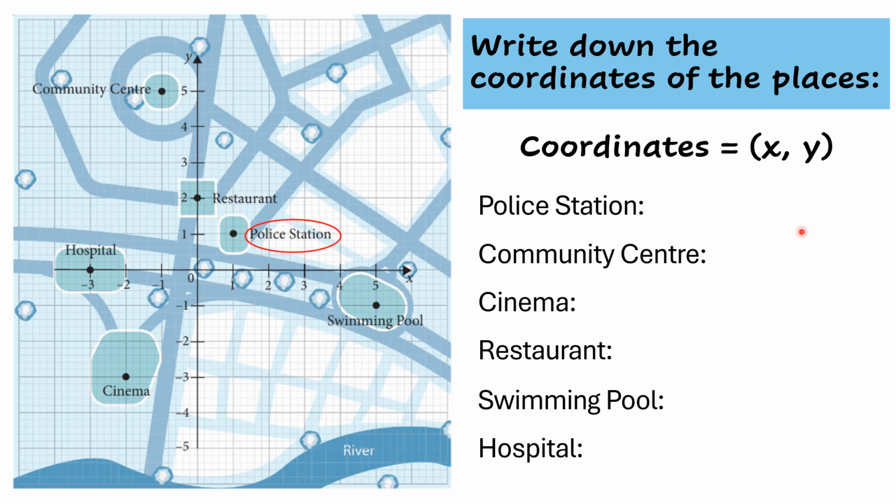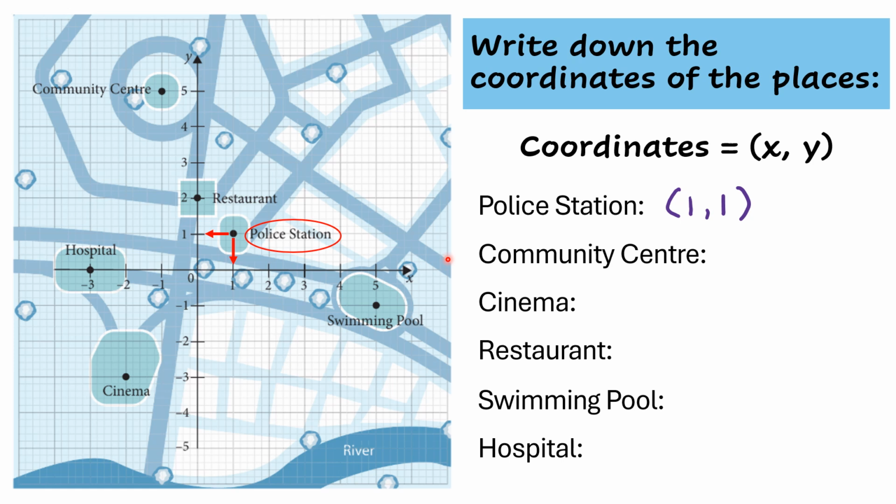Let's start off with the police station. Police station is here. What we want is to identify the x value, the value that appears on the x-axis. Over here, the value shown is 1, so the x value is 1. Then we take a look at the y value, which is also 1. Therefore, the coordinates are 1, 1.